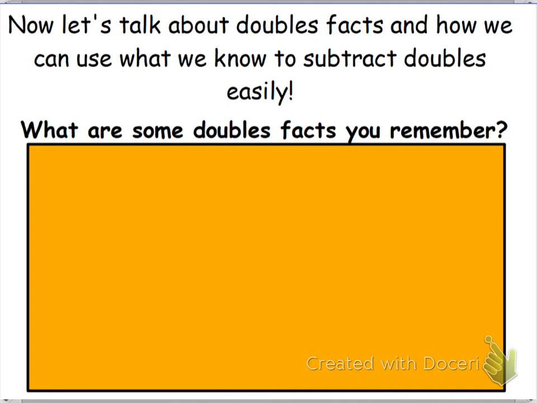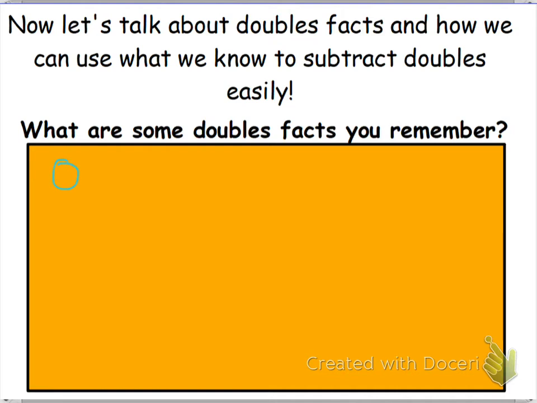Now, remember, some doubles facts. What are some doubles facts that we need to remember that will help us subtract easily? I want you to think about it. Think about one in your brain. I want you to whisper me a doubles fact that would be easy to help us with subtracting. Whisper me a doubles fact.